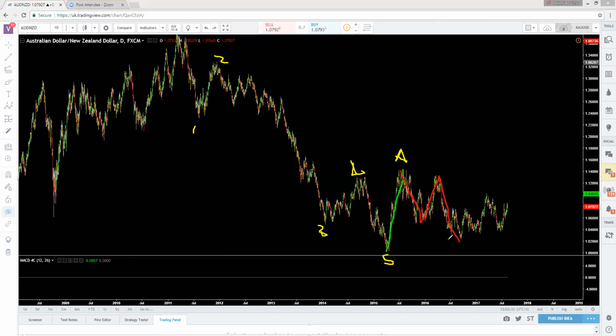We thought after this the pair was going to go. I was actually long from around here, after the end of this expanded flat. I was long, thinking that it's time for it to go. But it looks like it is not. It's giving us a double 3. So this is what we're looking at with this double 3.